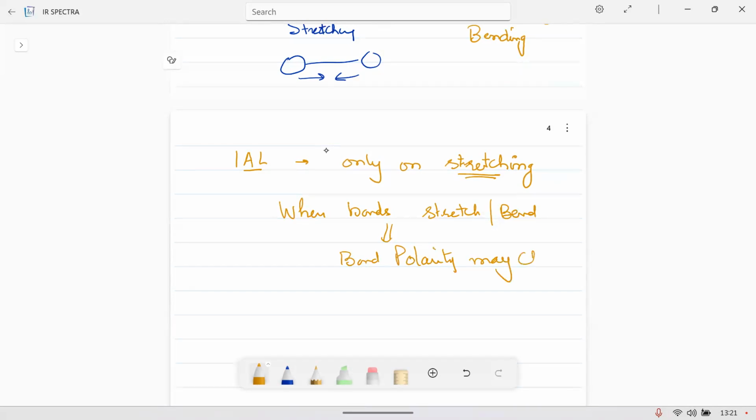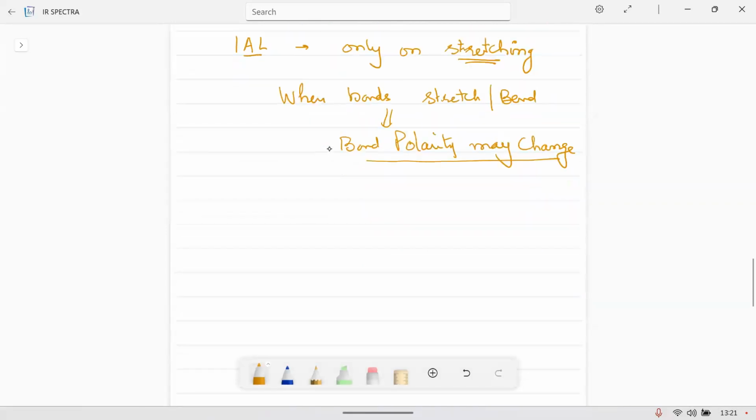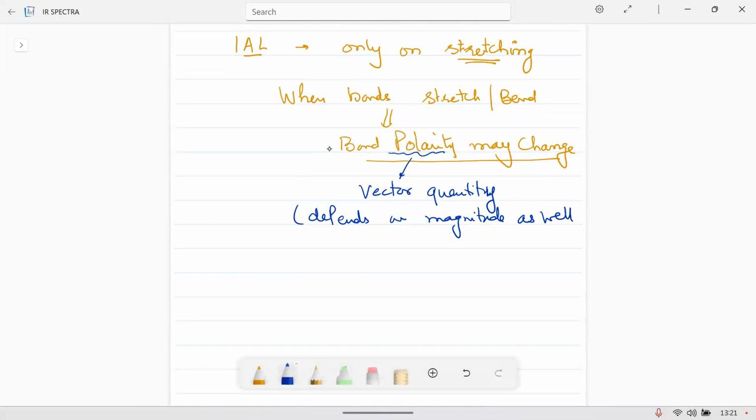I'm using the word may change because it depends on the molecule. Now, this is something important. The bond polarity may change. Why are we talking about the bond polarity? The reason is the bond polarity is a vector quantity. It depends on the magnitude, that means the value, as well as direction.